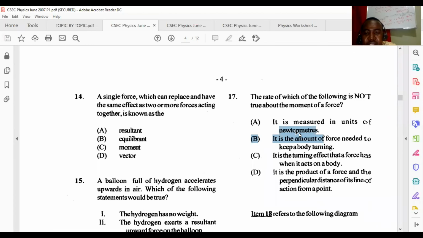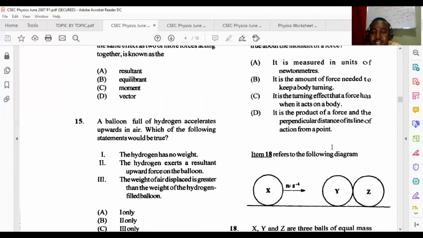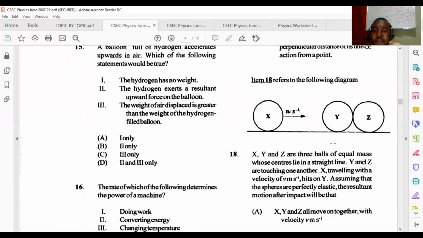C: it is a turning effect that a force has when it acts on an object. We know that's true. And D: it's the product of a force and the perpendicular distance of its line of action from a point. We know that's true. So therefore, B is our answer. It's not the amount of force needed to keep an object turning, it's the turning effect.